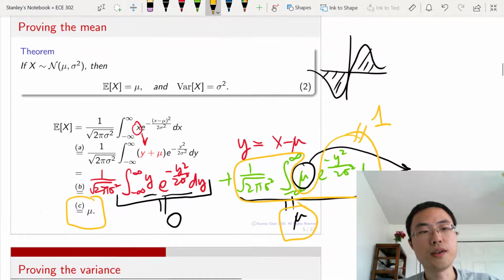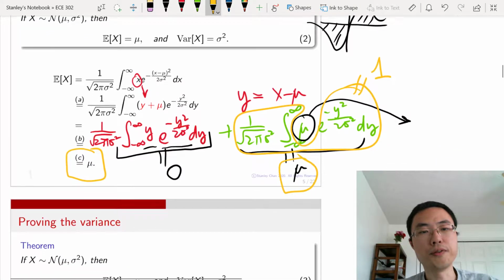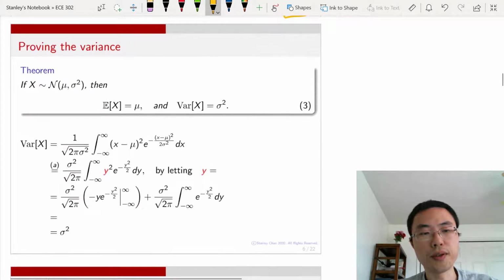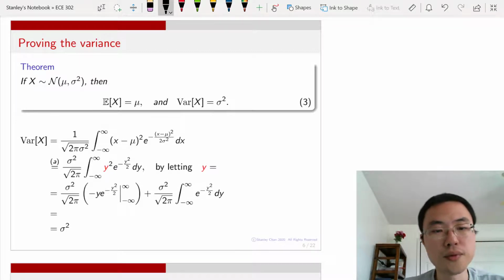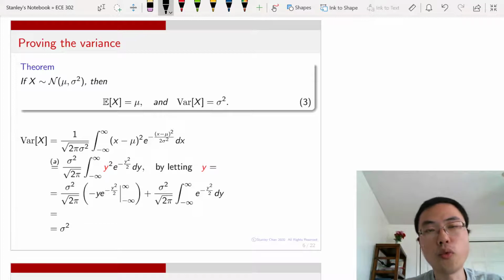So this is the expectation of the Gaussian random variable. Okay. Now, how about the variance? The variance would involve a little bit more work, but that's still manageable. It takes an integration by parts once. At least it's not integration by parts twice. Now let's look. The variance of x is this integration.